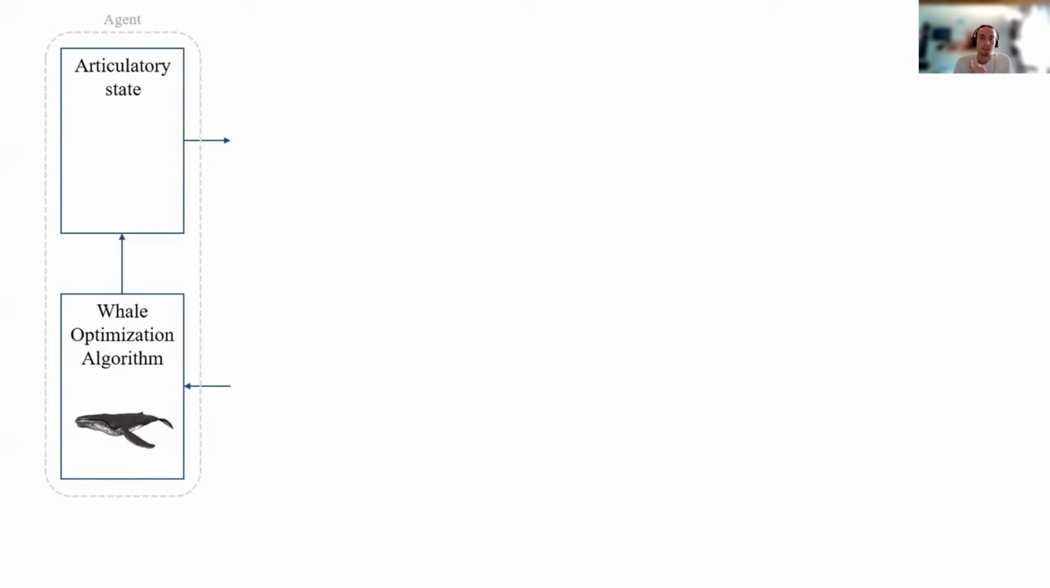On the left side is basically the core of the framework. That's the optimizing agent, which consists of an optimization algorithm, in this case called the whale optimization, which was just chosen because it performed very well. We'll get to that later. What this algorithm does is provide an articulatory state. That's the state that we want to optimize. It gets a loss value as input, and based on this loss value, it will generate new articulatory states.